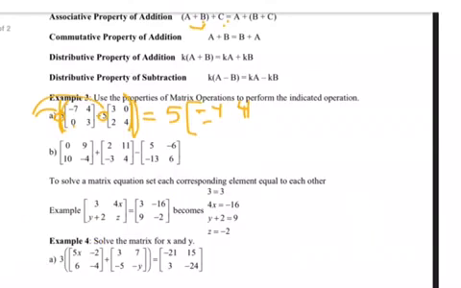0 plus 2 is 2. 3 plus 4 is 7. So now I can multiply the 5 through and get negative 20, positive 20, 10, and 35.